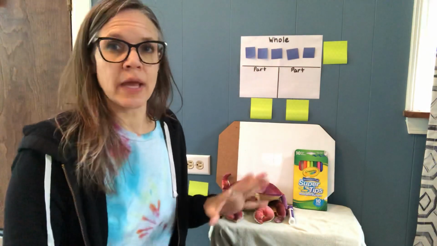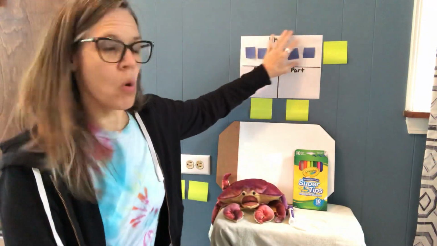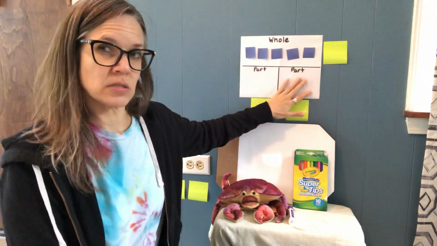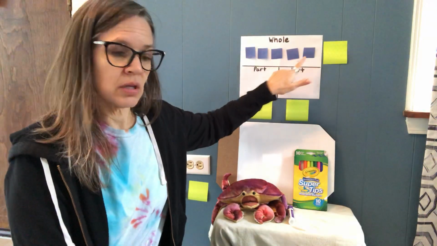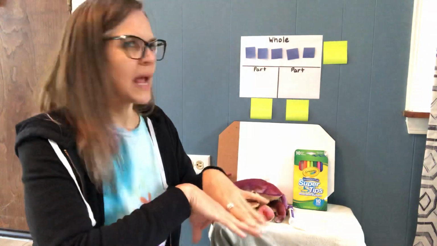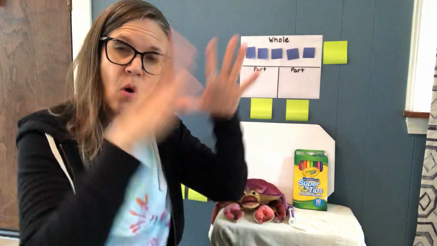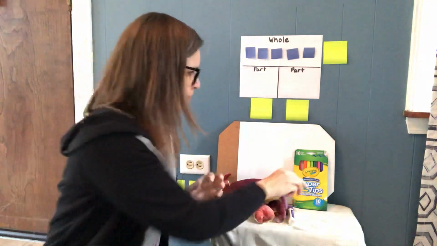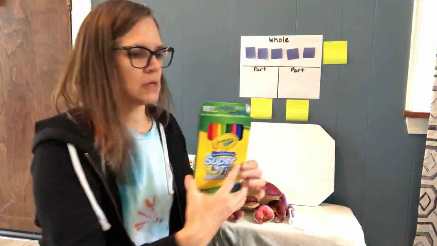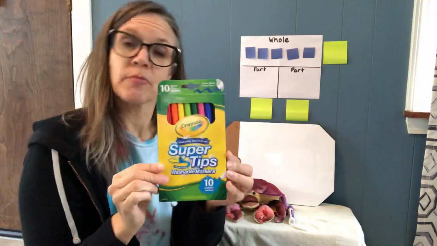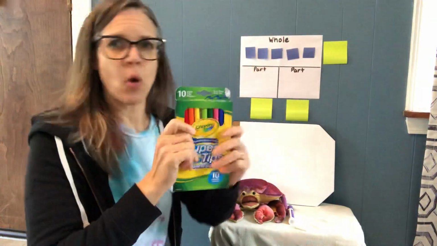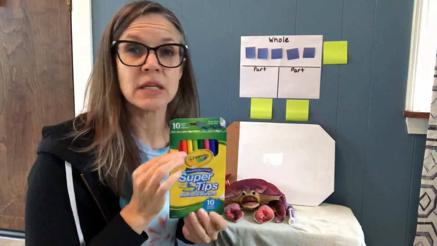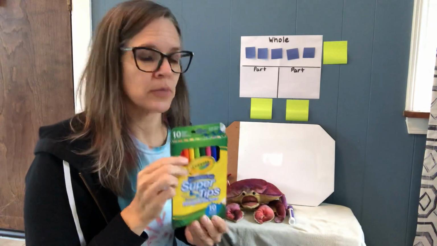We're gonna do a little game where we talk about whole, part, part. So let's talk about what that means. Whole, not a hole in the ground, but meaning I have the whole thing, the whole package. Nothing is missing. For instance, I have a package of markers. I have the whole package. Whole. Nothing is missing. No parts are missing.